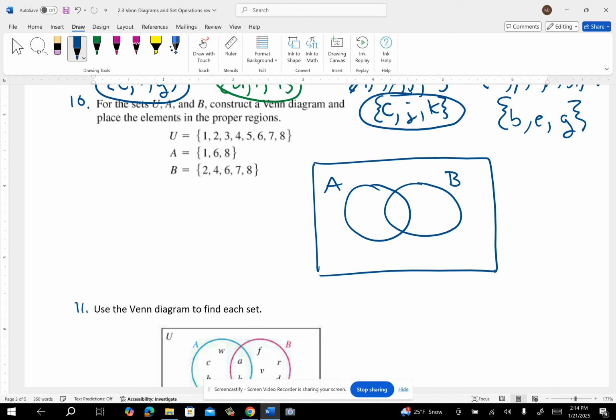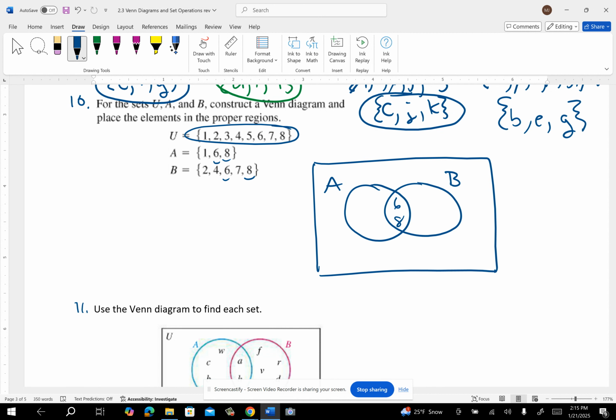Our job here is to place these numbers, the numbers 1 through 8, into the correct spot. Before you get started, what you want to notice is that 6 and 8 are in common. Each of these numbers, 1 through 8, can only occur one time in this picture. So you can't put the 6 here and also here. I know it's in both A and B, so I put it there. And 8 is in both A and B, so it would go there.